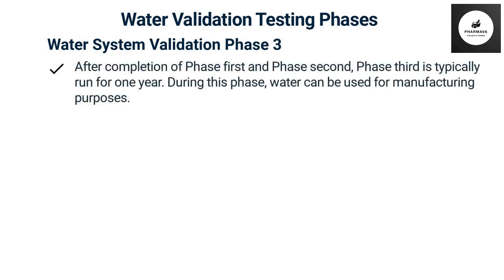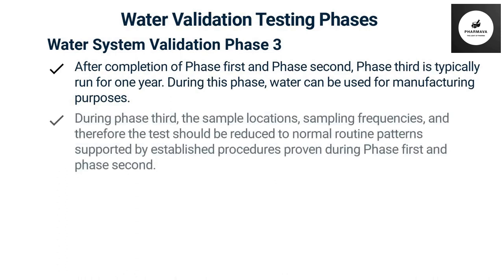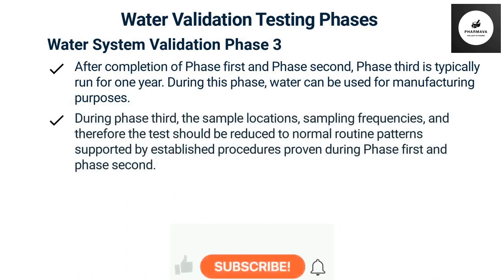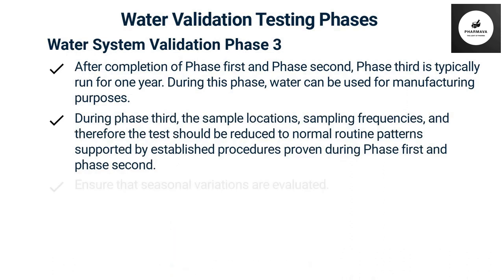Phase third. After completion of phase first and phase second, phase third is typically run for 1 year. During this phase, water can be used for manufacturing purposes. During phase third, the sample locations, sampling frequencies, and the tests should be reduced to normal routine patterns supported by established procedures proven during phase first and phase second. Ensure that seasonal variations are evaluated.